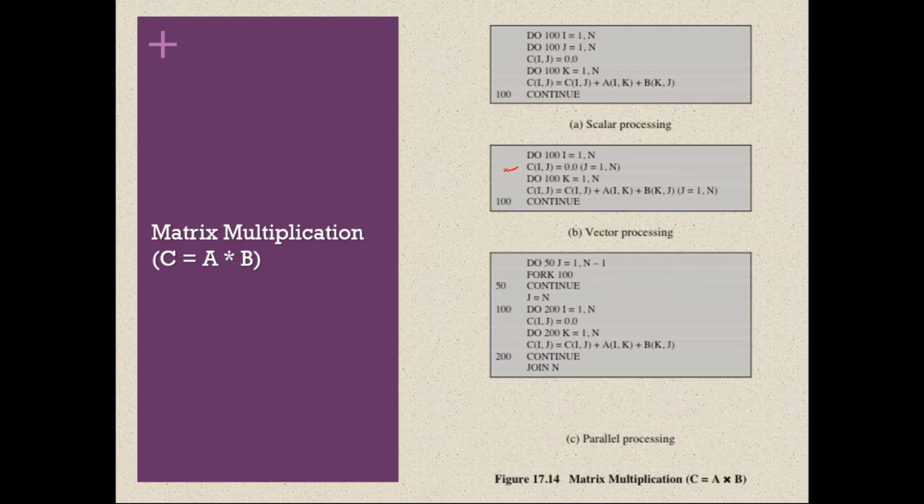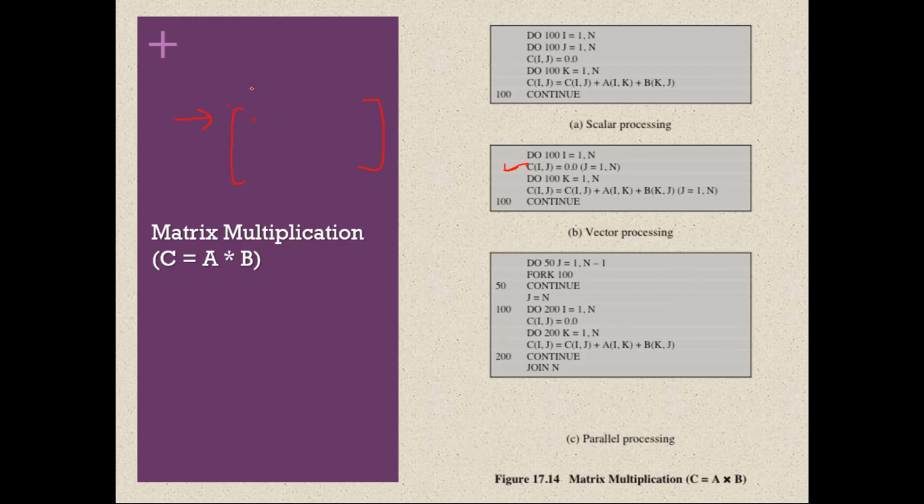C of i comma j equal to 0 comma 0, j equal to 1 comma n. What does it mean? When i is 0, it is talking about all the columns of the resultant matrix. When i is 0, it refers to the 0th row.